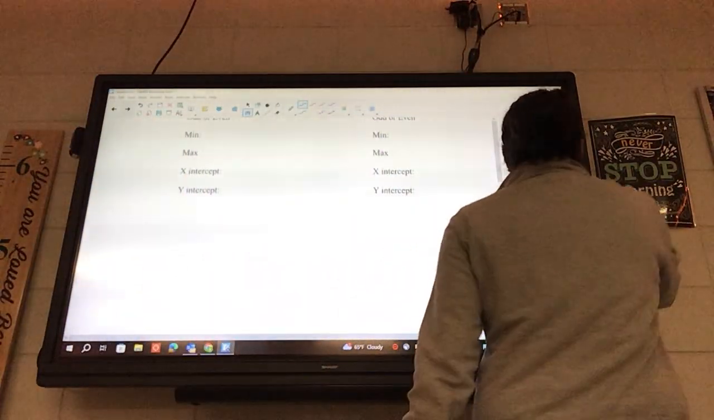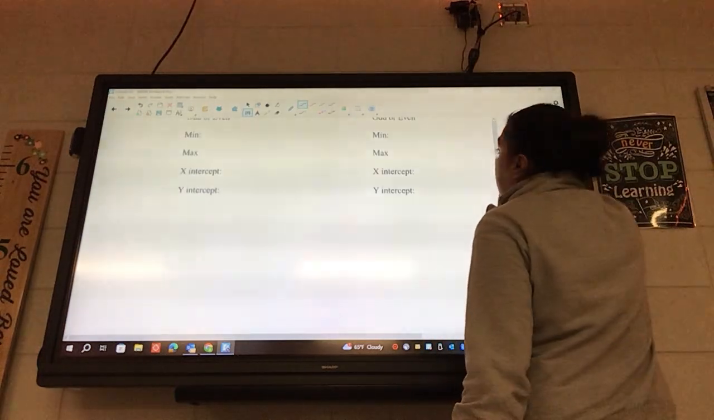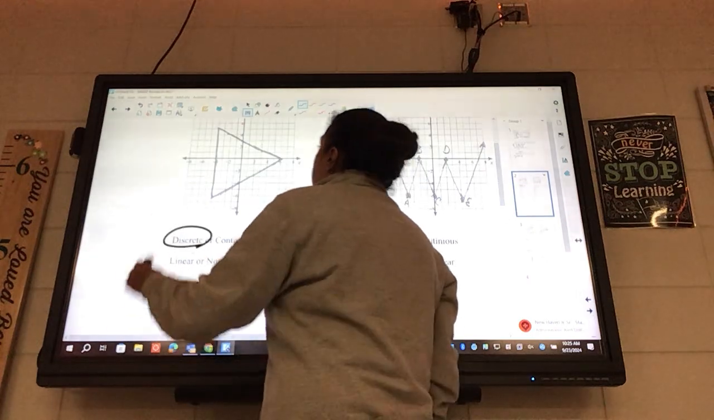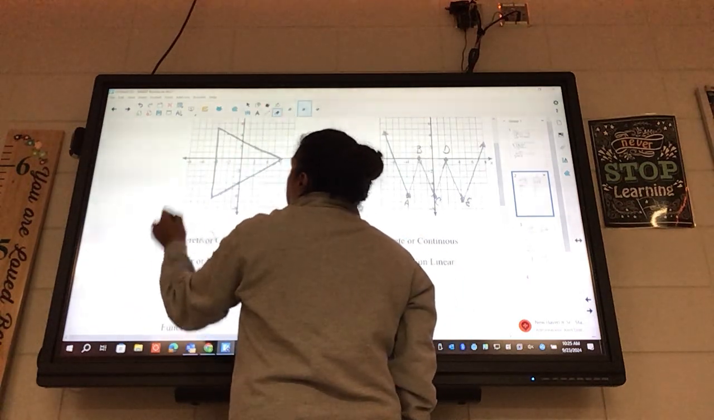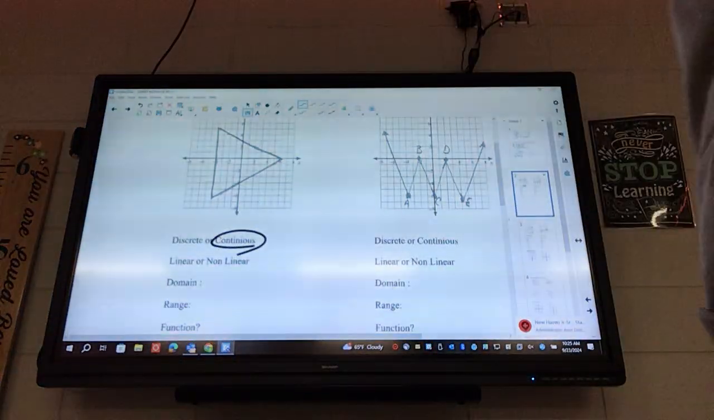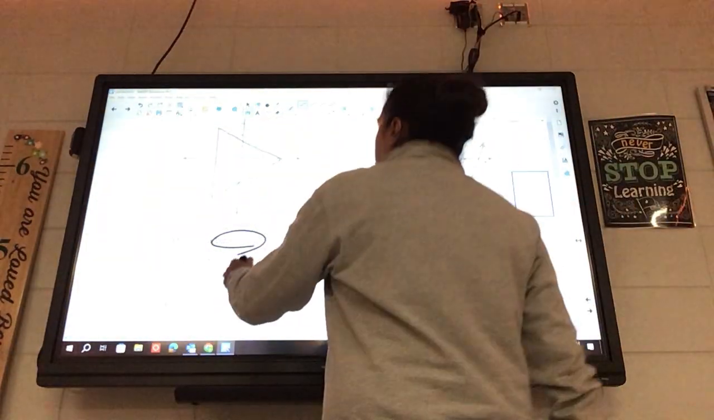Is this discrete or continuous? Continuous. It is continuous. We can get from one triangle to the rest. Oops, I even said, and I still said the wrong one. Okay, linear or non-linear? It is non-linear. It's got to be a perfectly straight line.